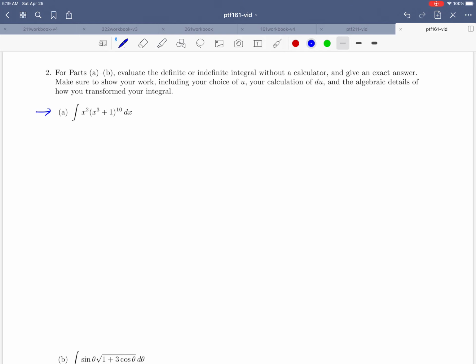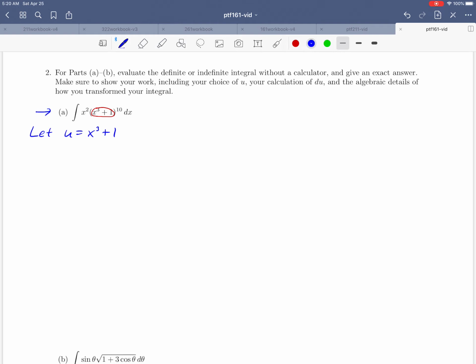Okay, so the idea of this technique is to start by making a choice. We want to choose a u. You might remember that one of the general guidelines we talked about is to choose your u to be a function that's inside of another one. So kind of a natural choice to try in this case is u equals x cubed plus 1, okay, because it's inside that 10th power.